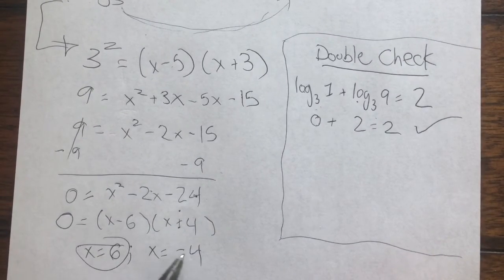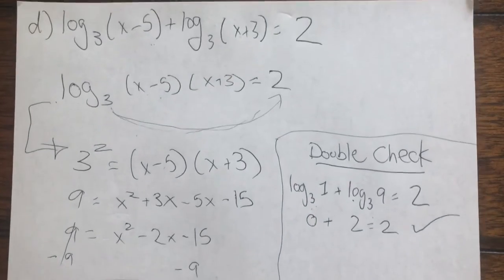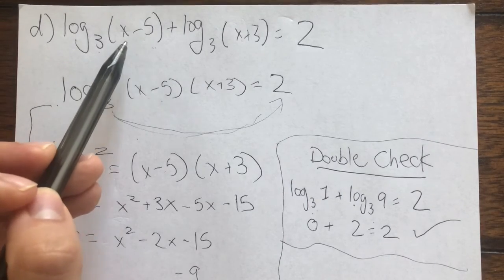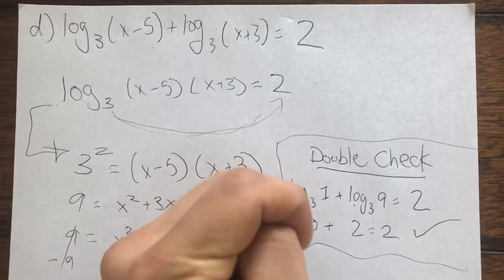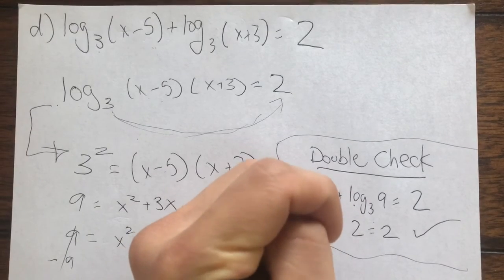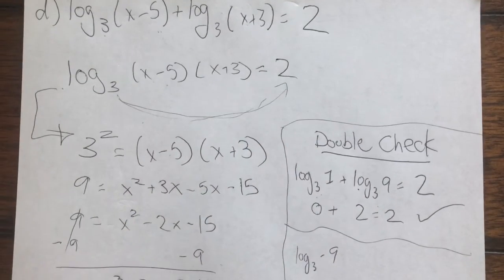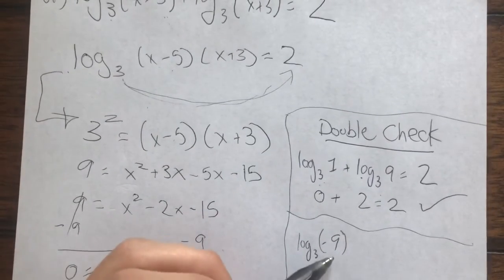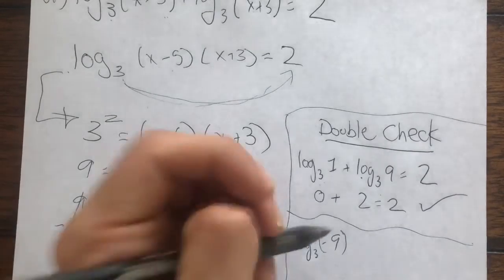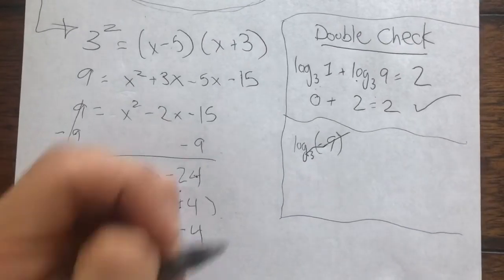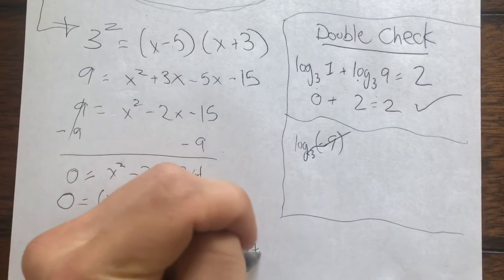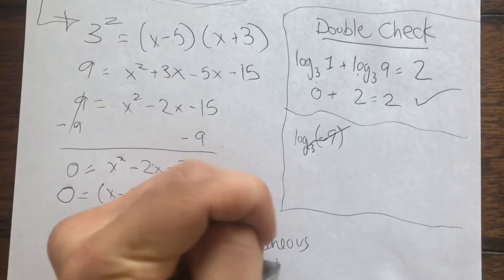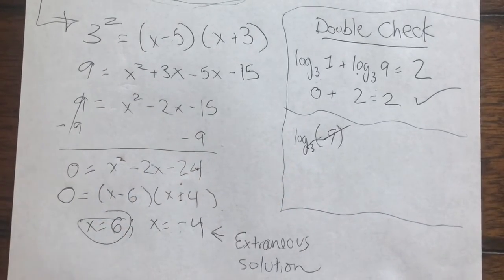That works. So 6 definitely works. But now we have negative 4. If I plug negative 4 into the equation, I have log base 3 of (negative 4 minus 5), which gives me negative 9. Right away, I get a negative number, which cannot happen. I can't have a negative number when I'm evaluating a log. So in that case, negative 4 is going to be my extraneous solution, and only 6 is my actual solution for this one.